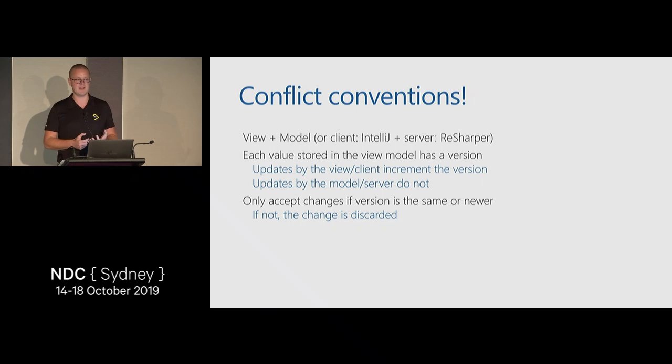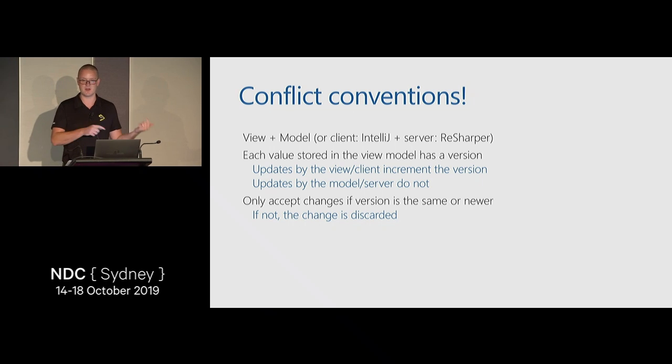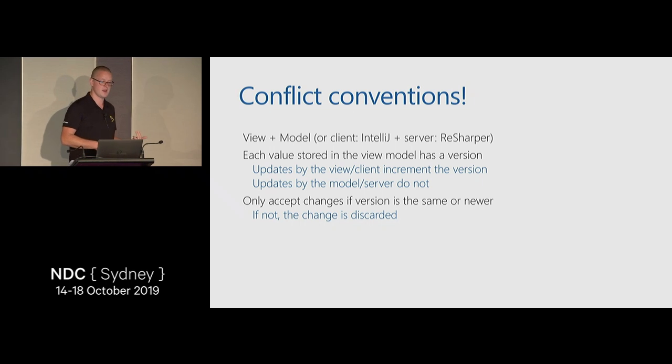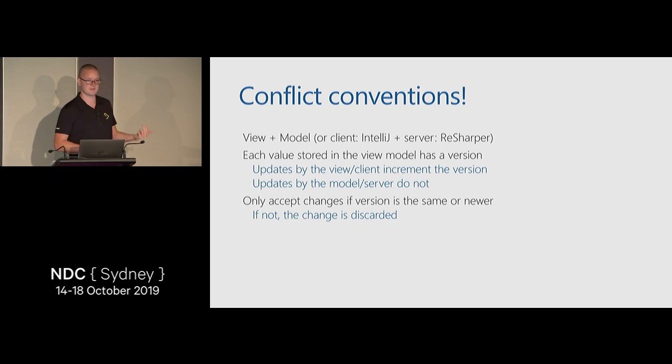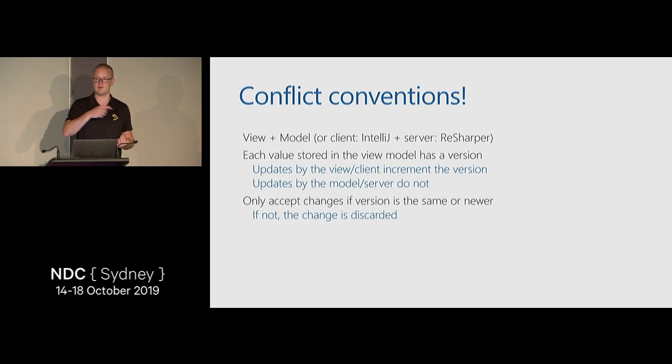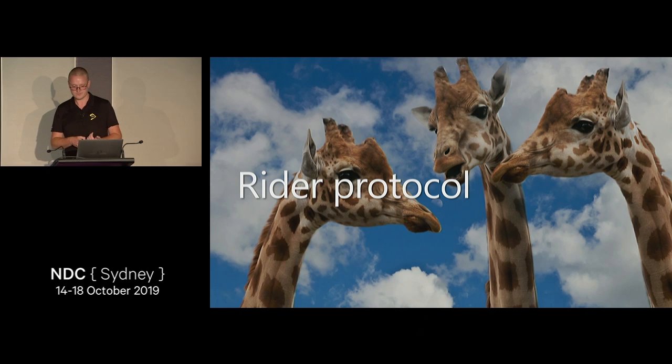And the way we do that is by adding versions. So every operation that goes over the wire has a version, and if the version is newer or the same, we accept the change from the other side. If not, we revoke the change from the other side. So that's the conventions in there.